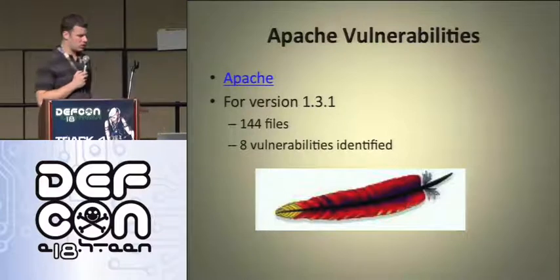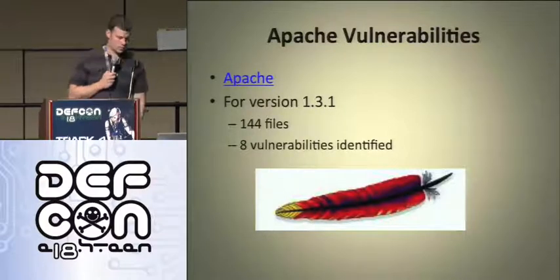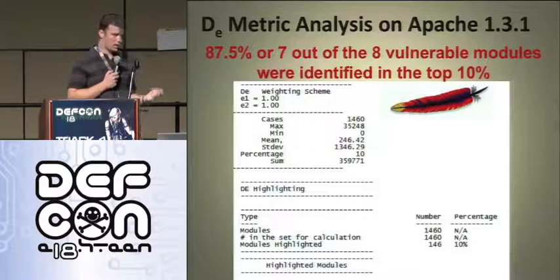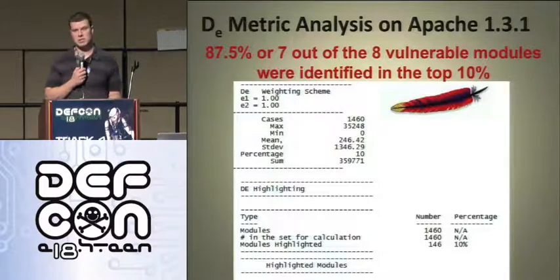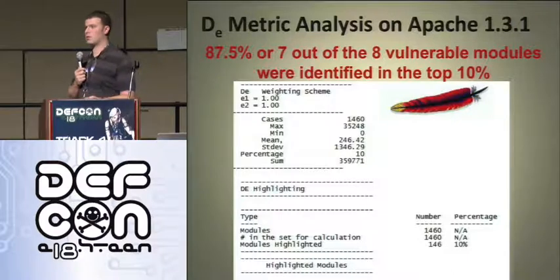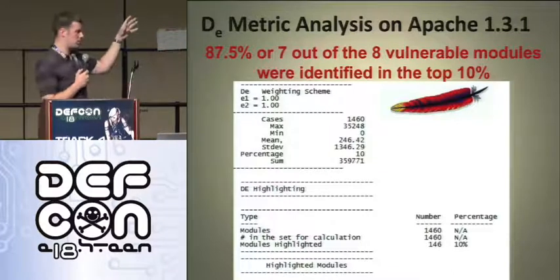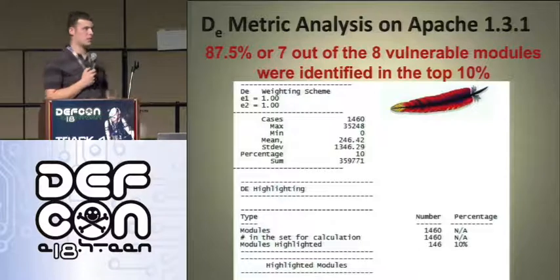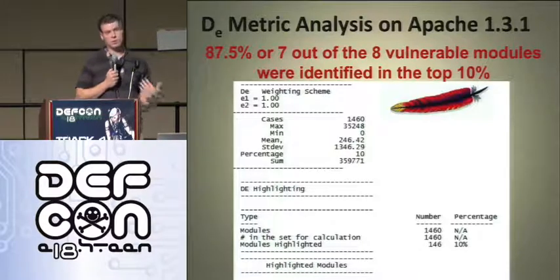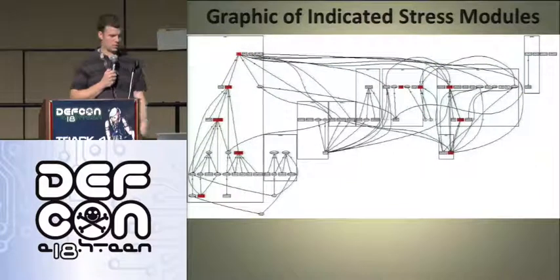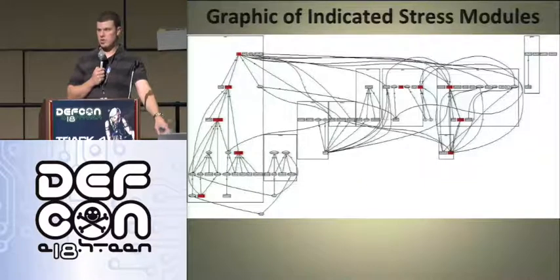For the vulnerabilities on version 1.3.1, you had 144 files and 8 vulnerabilities identified. With the metrics, we actually had 87.5%, or 7 out of 8 vulnerable modules, identified in the top 10%, which is a huge win for us. If you are a code auditor and you want to know where to look, and it says this is the top 10% and that's actually where the vulnerabilities were, then that's pretty good. At least, in my opinion. So there's a graph of some of the output. It shows these are the modules that are likely to be vulnerability prone.